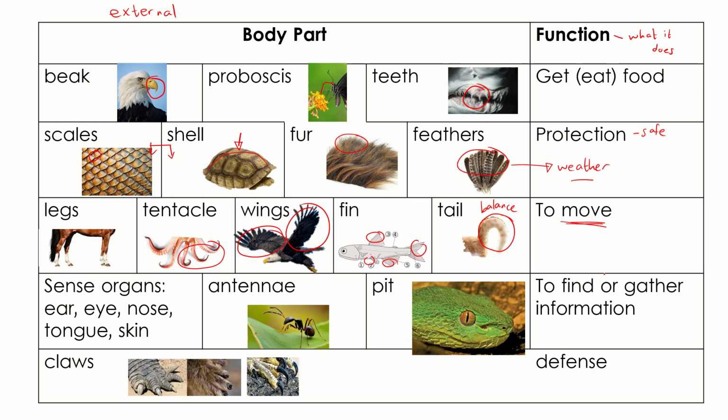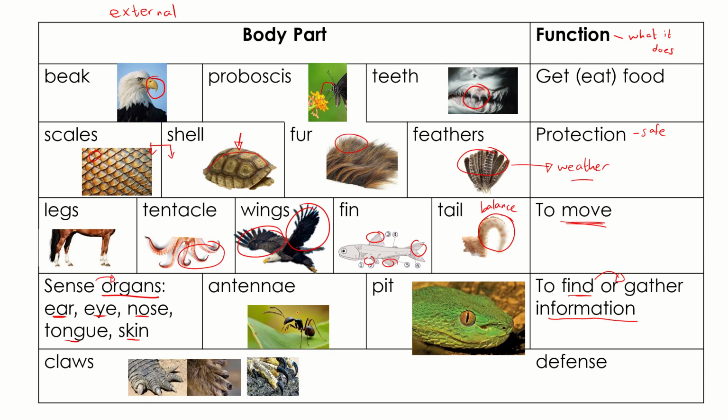Now let's look at things that animals use to find information. The words find and gather are the same thing. So when animals want to find or gather information, they use their sense organs. The sense organ is a structure that helps you to get information from the environment, like our ears, eyes, nose, tongue, and skin. These structures help us to take information.